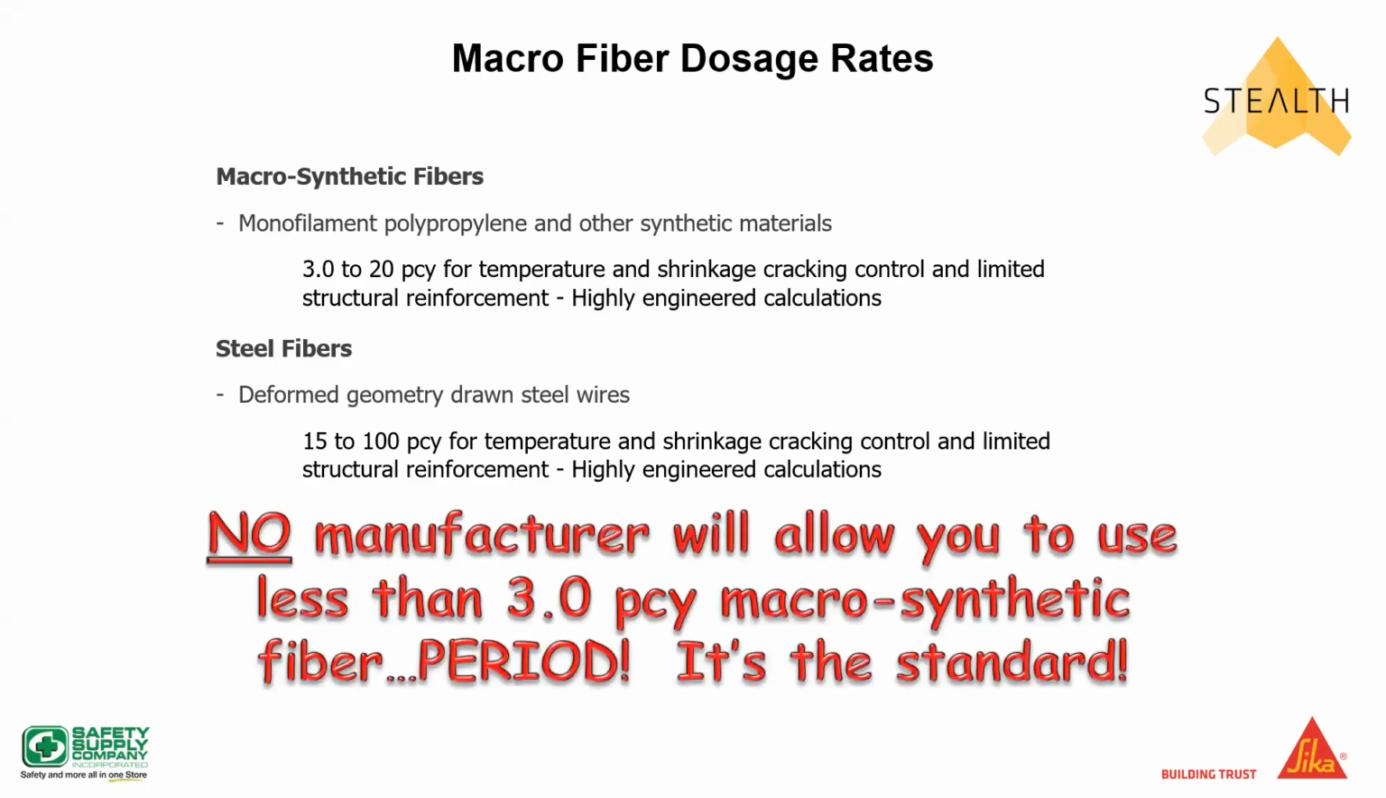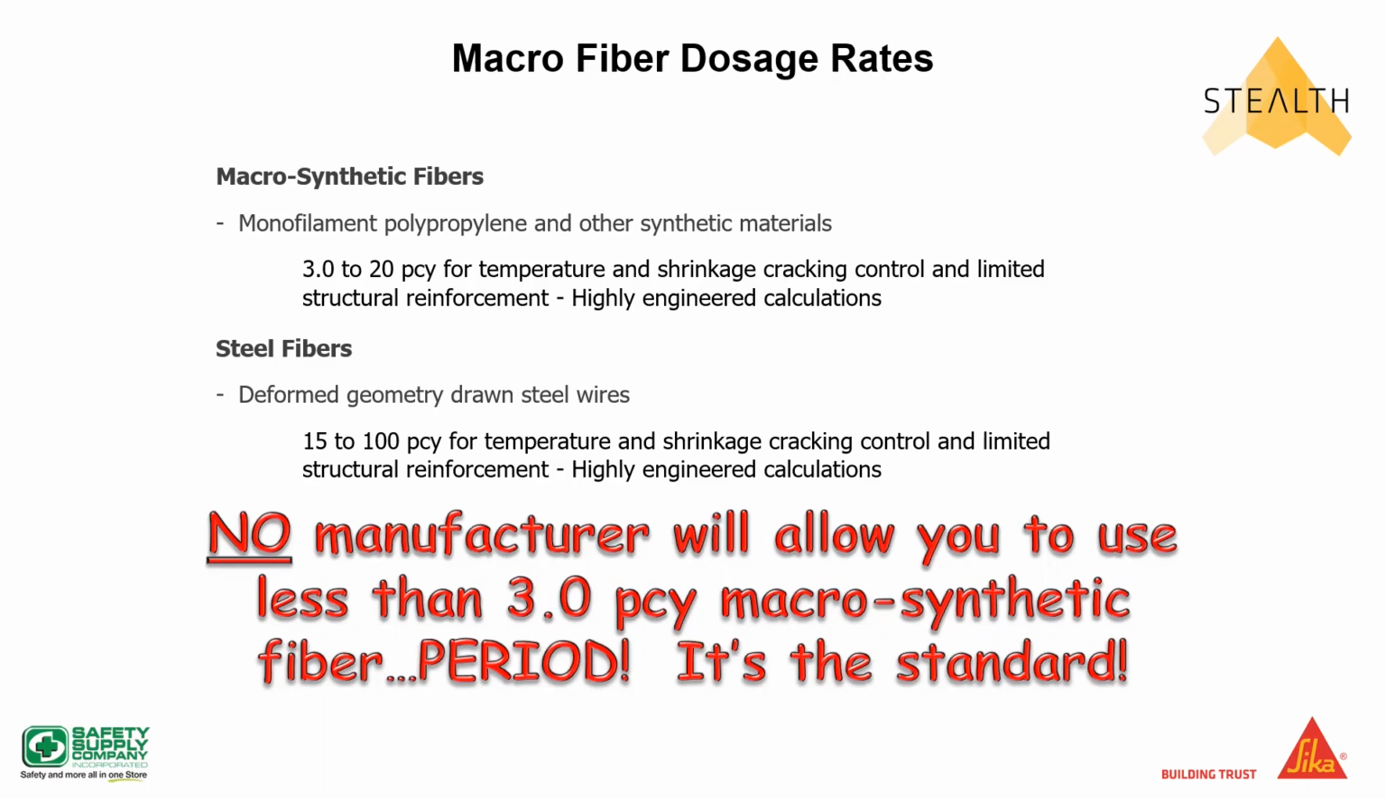So, a neat note here. No manufacturer out there will allow you to use anything less than 3 pounds per cubic yard of a macro synthetic fiber. It's just the industry standard. We don't look at anything less than 3 pounds. So if the specification calls for 3 pounds of a particular fiber, well, that's going to be 3 pounds of a Sika fiber versus 3 pounds of a Euclid versus 3 pounds of a Forta or a Grace.